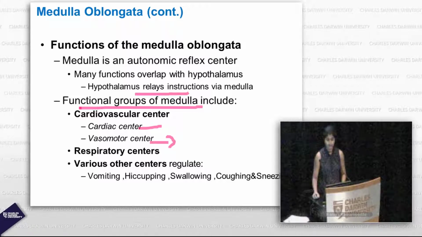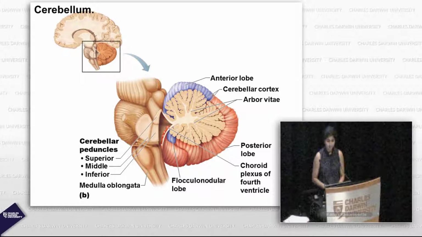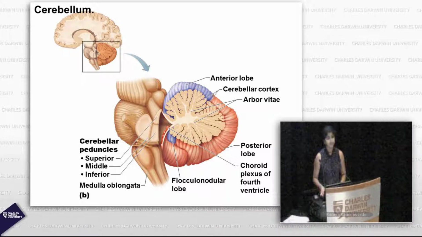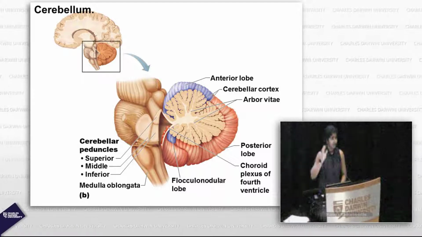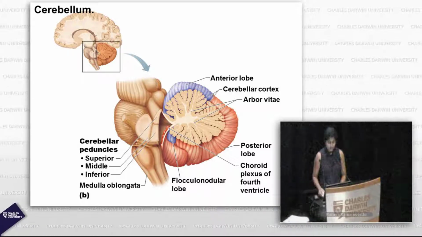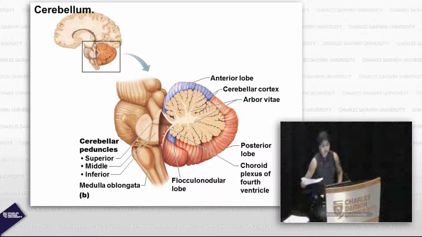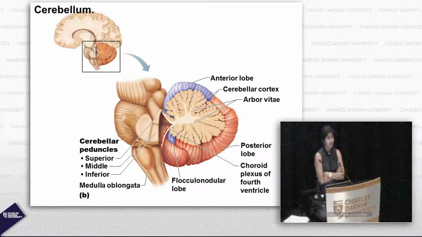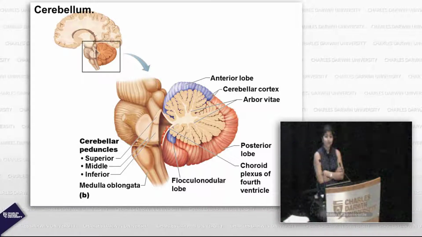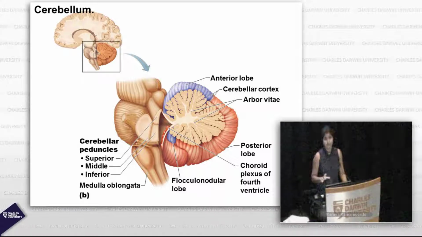We'll move on to the next structure, the cerebellum. Where is cerebellum present? At the back, isn't it? This is actually the smallest portion, around only 10% of your total brain mass. But interestingly, it's got more than half of the neurons present in your overall brain. So it's again a very, very important structure.